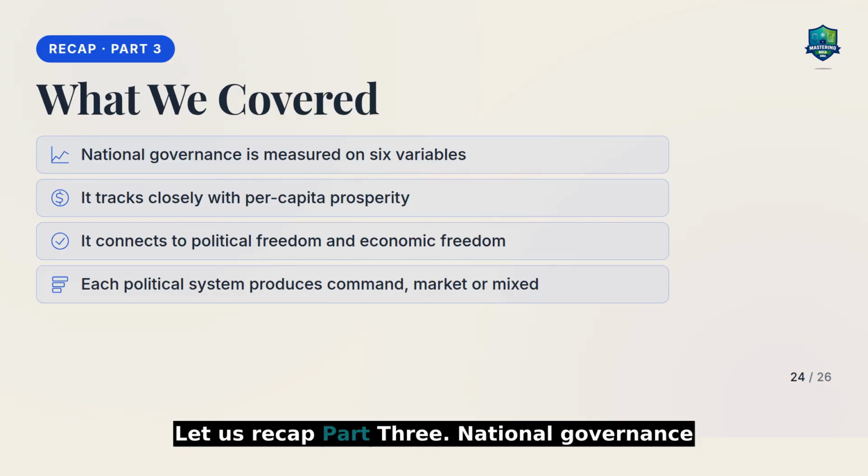Let us recap part 3. National governance is measured on six variables and tracks closely with per capita prosperity. It connects to political freedom and to economic freedom. And each political system produces an economic system. Command, market, or mixed, with mixed economies now the global norm.